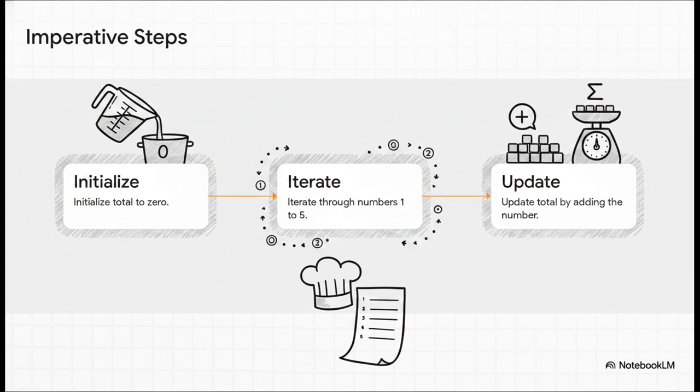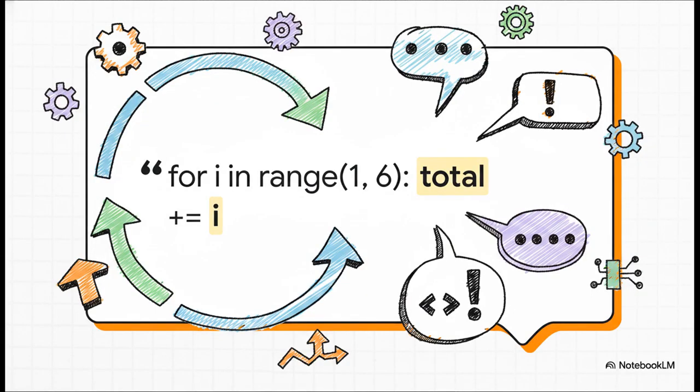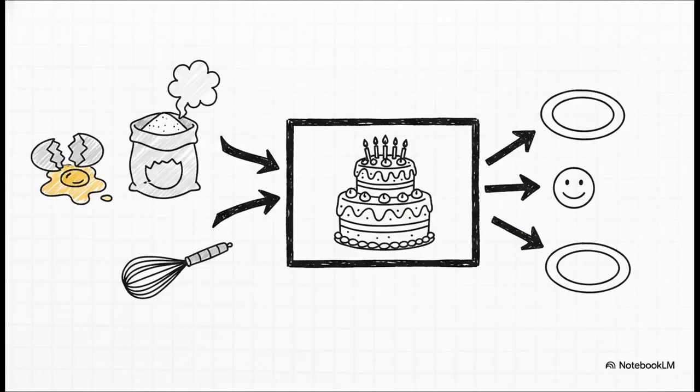As you can see, we start at 0, we count from 1 to 5, and we add each number to our total. Look at this little snippet of Python code. You aren't leaving anything up to interpretation here. You are explicitly commanding the computer, hey, loop through this range of numbers and manually update my total every single time. It's incredibly direct.